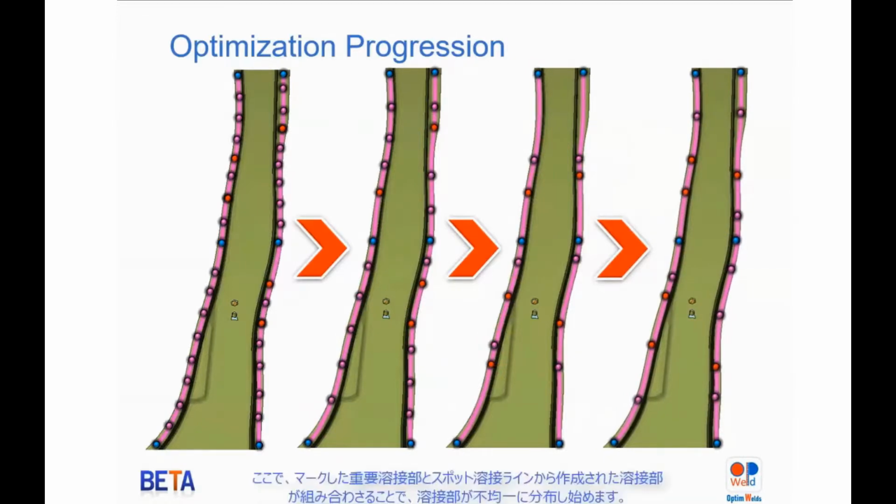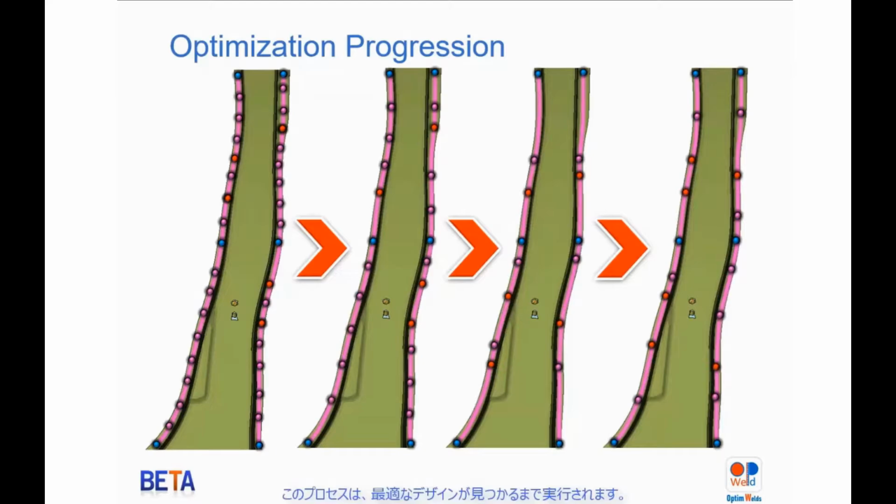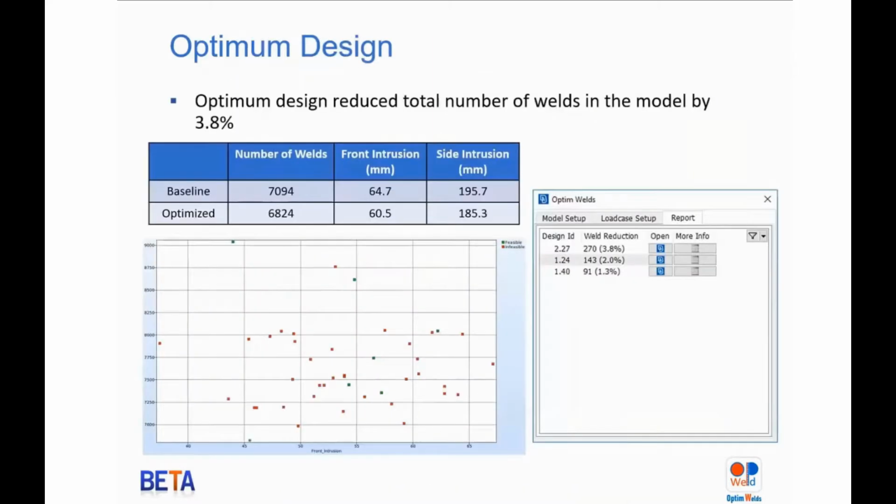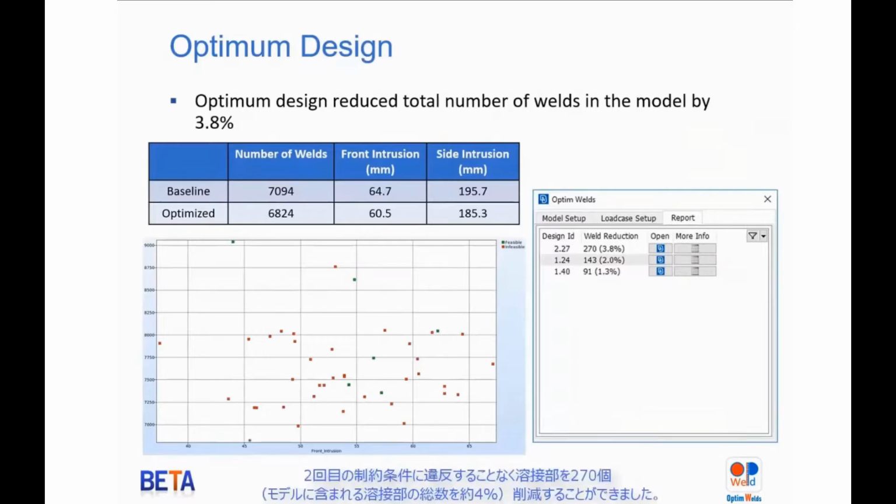So here we start to see a non-uniform distribution of welds develop due to the combination of the critical welds that are being marked and the welds that are being created from the spot weld lines. This process is going to continue until an optimum design is found. The results of our case study showed our best design after 77 simulation runs had a reduction of 270 welds, or roughly 4%, without violating our set constraints.